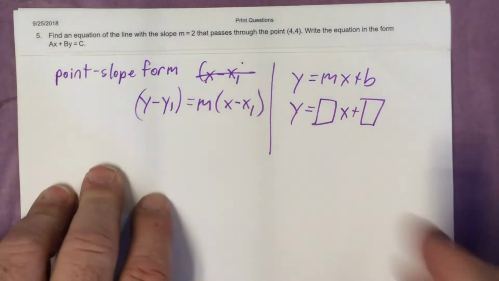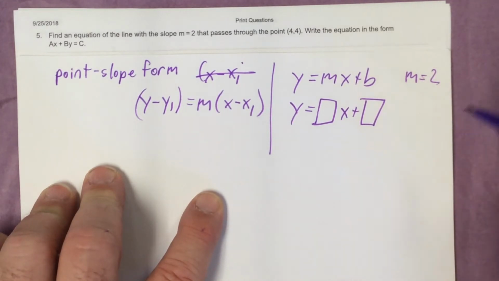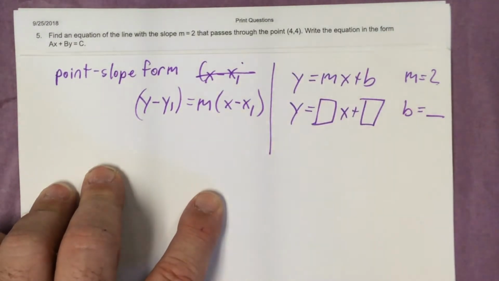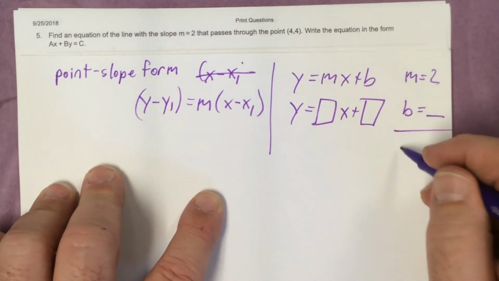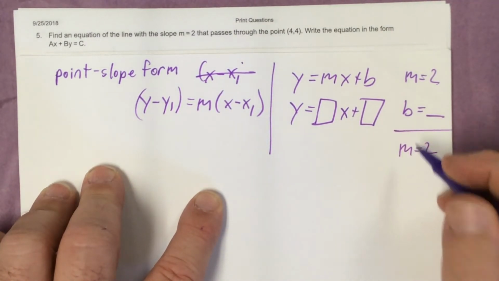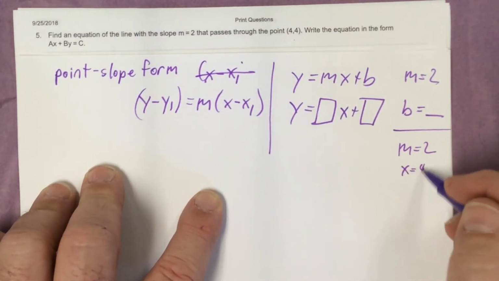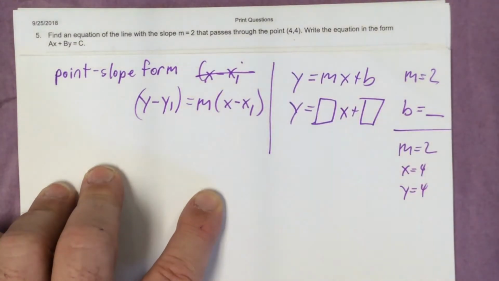In question 5, they provide us with the slope. They tell us that m is equal to 2. However, we don't know the value of b. They do give us a point, though. So what information do they provide? They tell us m is equal to 2, and in the point (4, 4), x is going to equal 4 and y is going to equal 4. I obtain these two values from the point here.